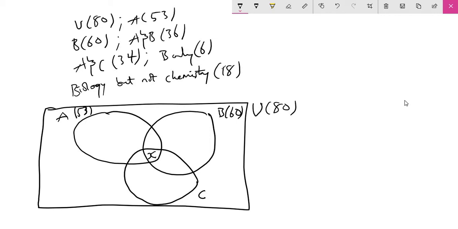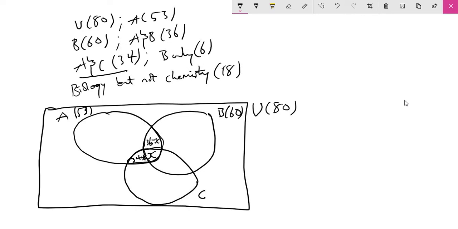Okay, so now we move on to the twos, right? First, A and B, art and biology, 36. So this whole thing should be 36, but then X has to be in here, so this side will be 36 minus X. Art and chemistry, 34, so this whole side must be 34, and there's X here, so this side will be 34 minus X. I hope you can see that.